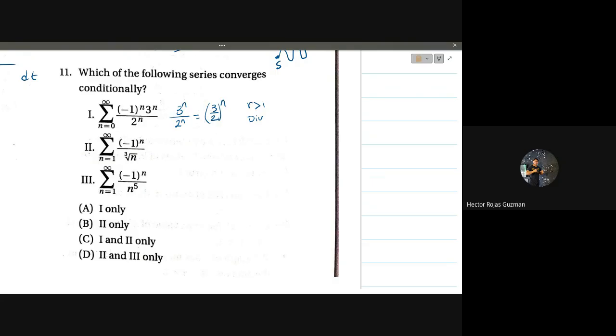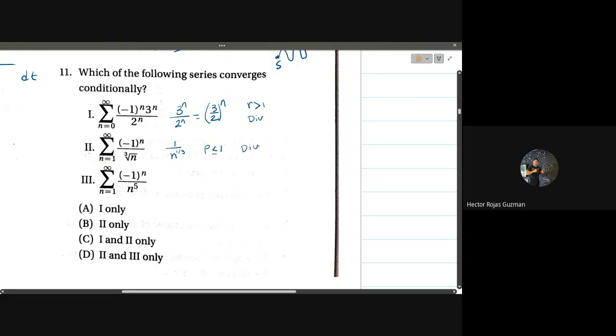Number 2, again, think about taking the absolute value, leaving us with 1 over n to the power of 1/3. Here we have a p series. And because p is less than or equal to 1, the series is going to diverge as well. Number 3, this one can be compared to 1 over n to the power of 5. It's a p series. P is greater than 1, so it converges.